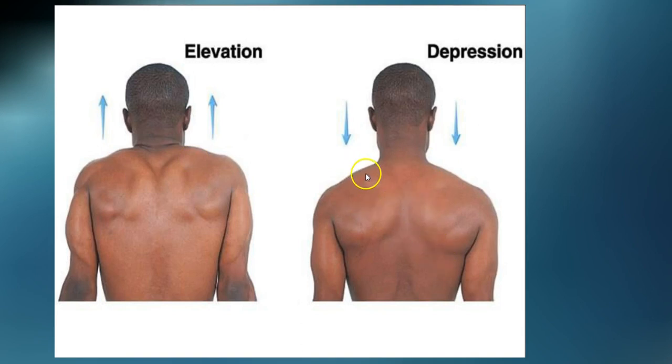And depression is where you force your shoulders back down. There's not many gym movements that would actually do that. That's usually a gravitational relaxation, so when you relax and the muscles go back down. But if you were to force your shoulders down, then you would move into what we call depression there.